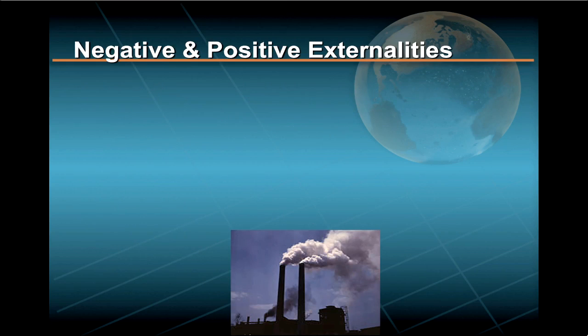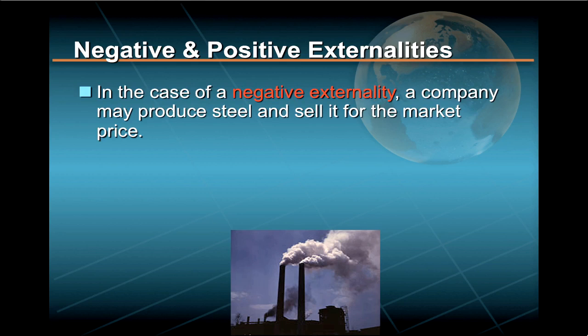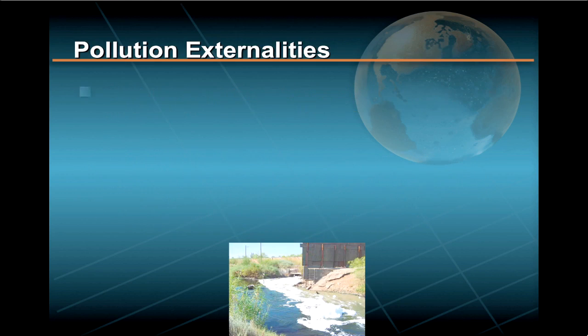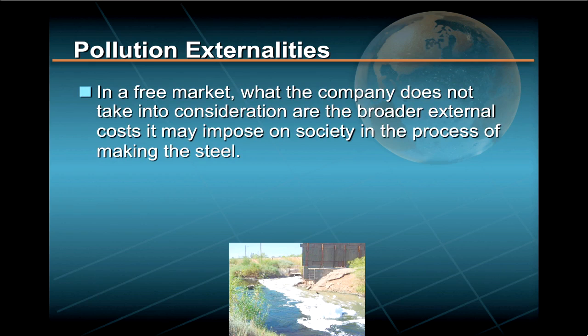A second type of market failure involves negative externalities and positive externalities. In the case of a negative externality, a company may produce steel and sell it for the market price. In manufacturing the steel, the company will incur costs for its machinery and raw materials and labor, and those direct costs to the firm will be subtracted from its revenues to calculate its profits. However, in a free market, what the company does not take into consideration are the broader external costs it may impose on society in the process of making the steel.